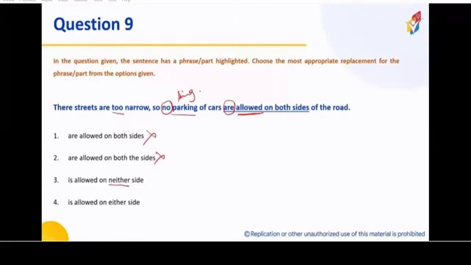Negative of negative is positive, thereby telling you the parking of cars is allowed on either side. So your answer should be no parking is allowed.